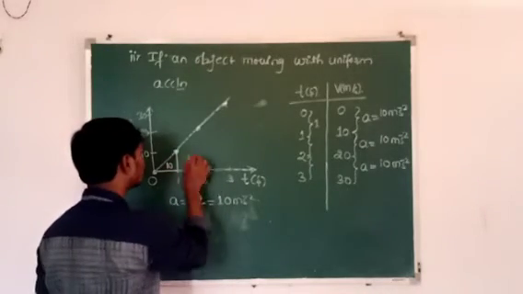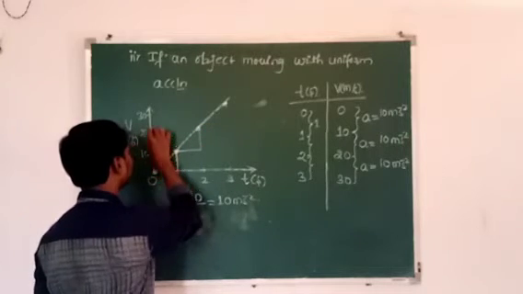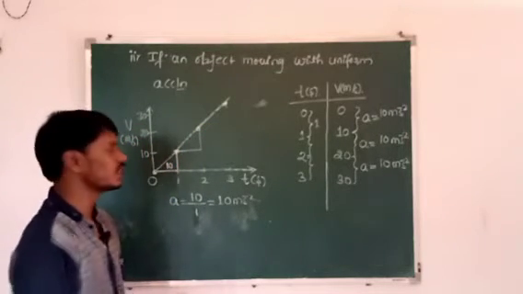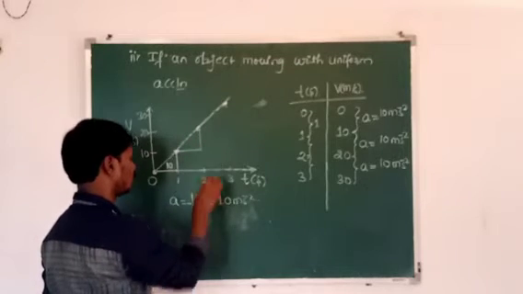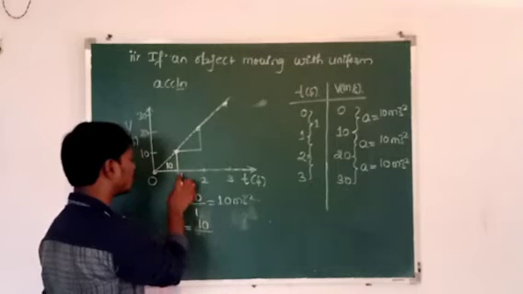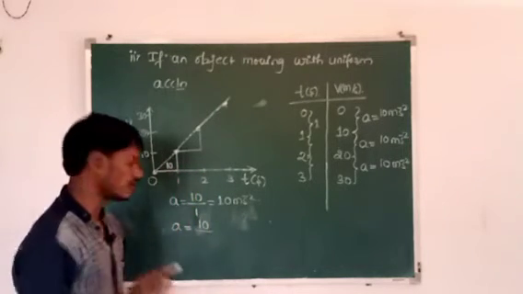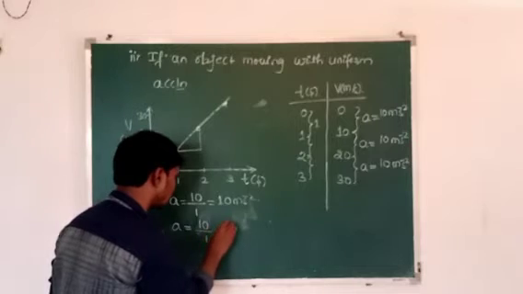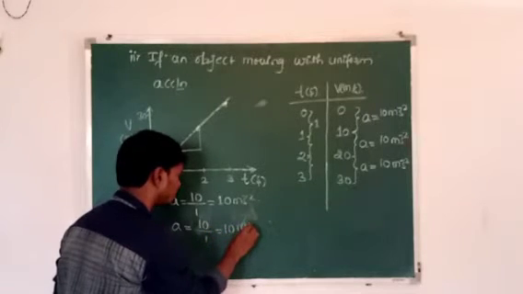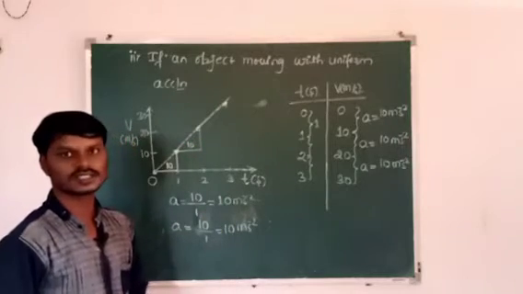Then in the next time interval, what is the change in velocity? That is from 10 to 20, which means 20 minus 10, that is 10. Divided by the time interval 1 to 2, which means 2 minus 1, that is 1. Then it is 10 meter per second square. Here also the acceleration of the object is 10 meter per second square.